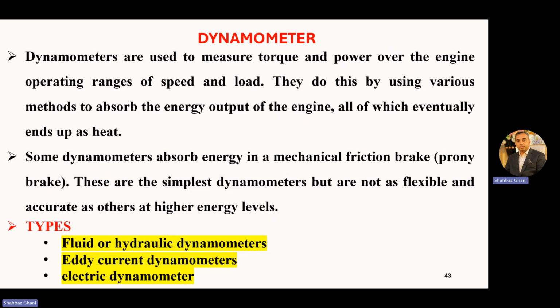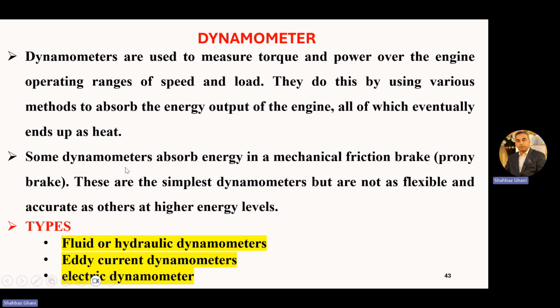Basically, we have a test bench. On the test bench, we have the engine placed, and on the engine output end, the crankshaft where the power flows, the dynamometer is coupled. Speed is applied to the engine and load is applied to the dynamometer, and at different ranges we check the torque and the power.